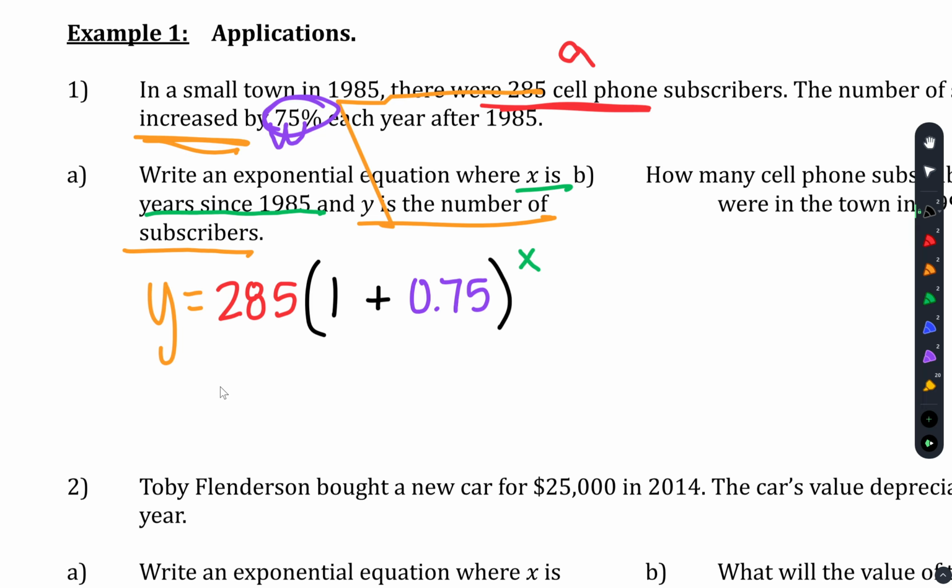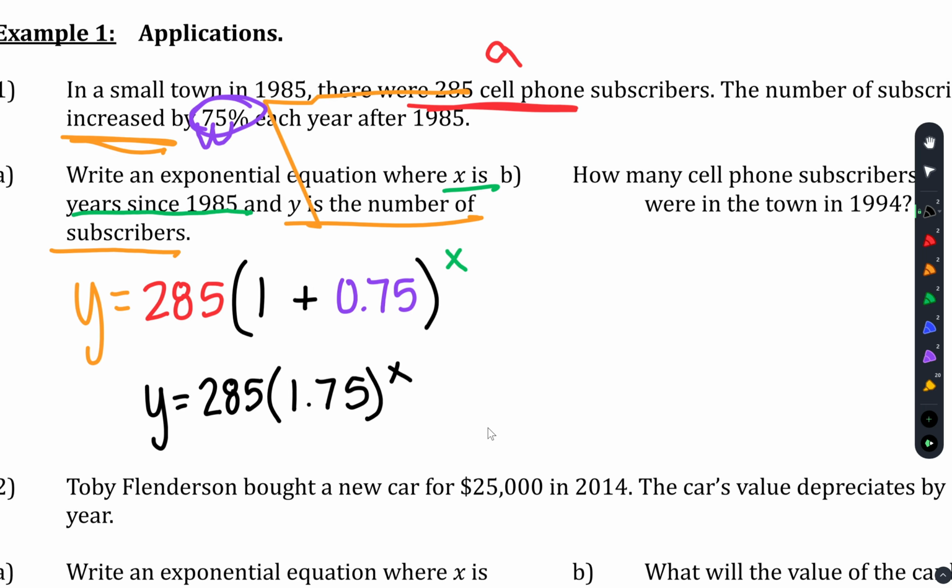Now we can go one step further by simplifying this. So 285, and then instead of 1 plus 0.75, we'll make this 1.75 to the x power. And that's our simplified equation.